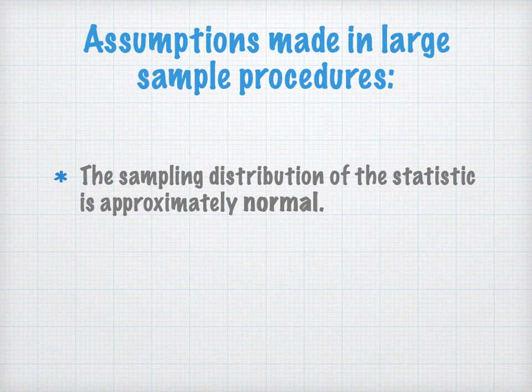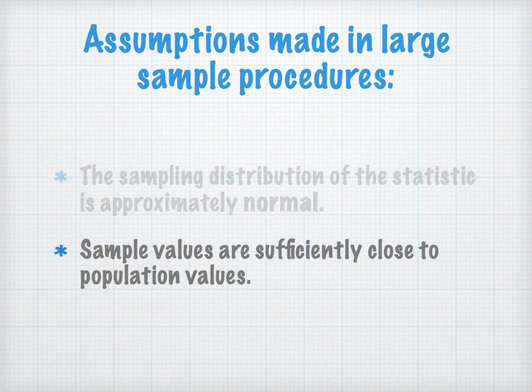The next assumption is about the sample values. We are going to take a decision about the population parameter based on the sample values, so our decision depends on them. Therefore, the next assumption is that the sample values are sufficiently close to the population values, meaning there is not much variation between them. If these two assumptions are satisfied, only then do we move on to the large sample procedures.